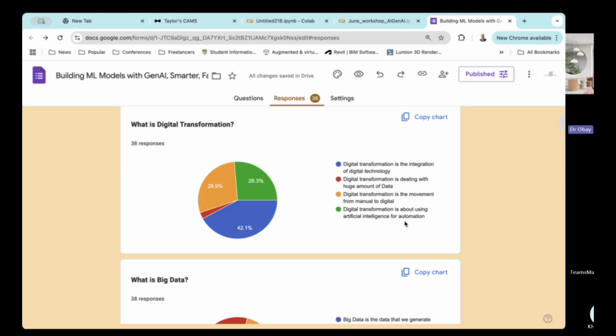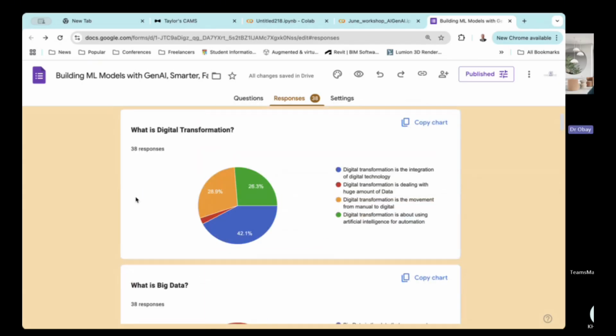So the answer that best suits this question is about moving from manual to digital, to digitalize everything. No more documents, no more manuals. Everything is digital. Everything is on the cloud, if we are that advanced in the field of digital transformation. And because of the digital transformation, we have big data. Because of the digital transformation, we have this huge amount of data. Because of the digital transformation, we have this huge demand on artificial intelligence currently.